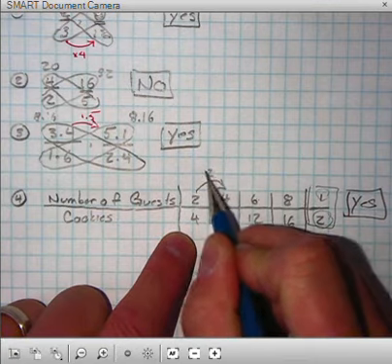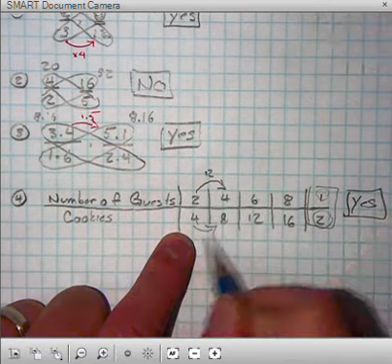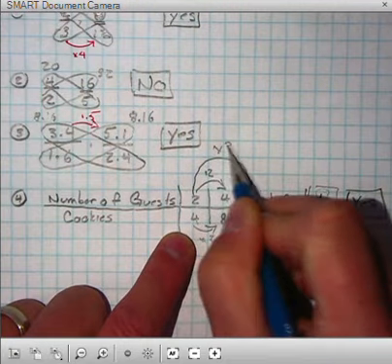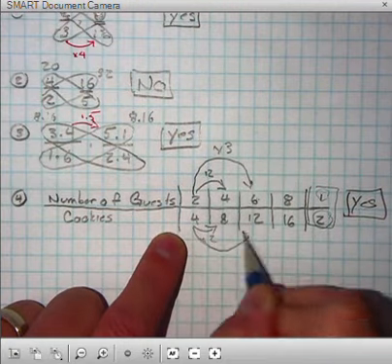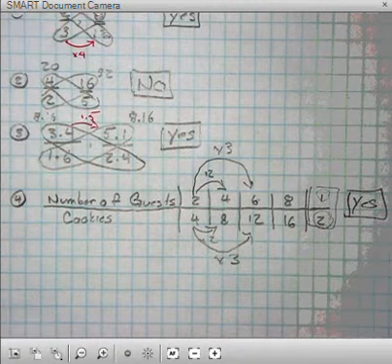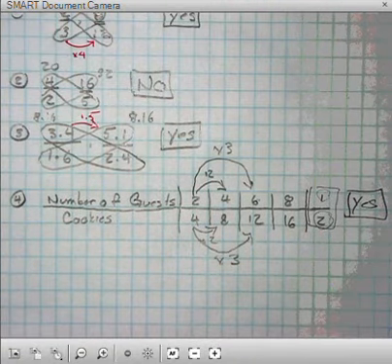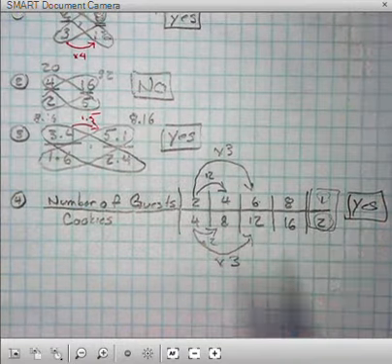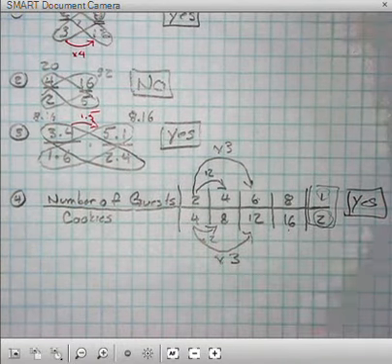Times 2 gives us 4. Times 2 gives us 8. 2 times 3 gives you 6. 4 times 3 gives you 12. It doesn't change. That idea stays the same. 2 times 4 gives you 8. 4 times 4 gives you 16. So all of those proportionally are the same.